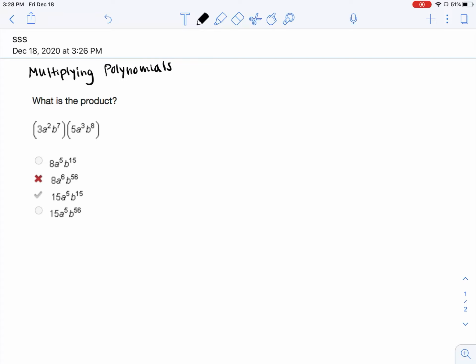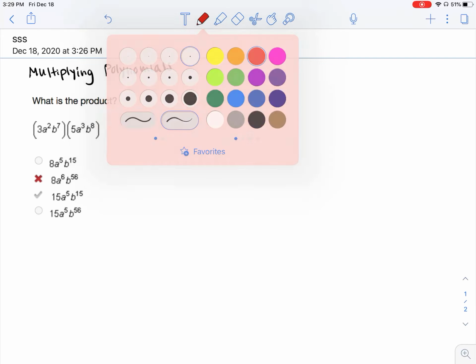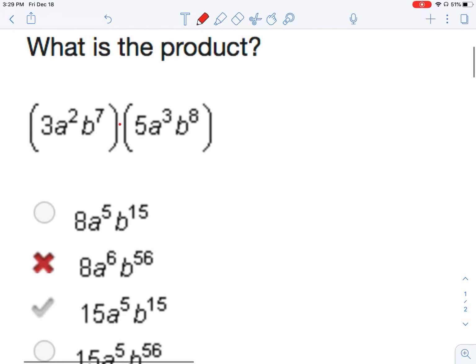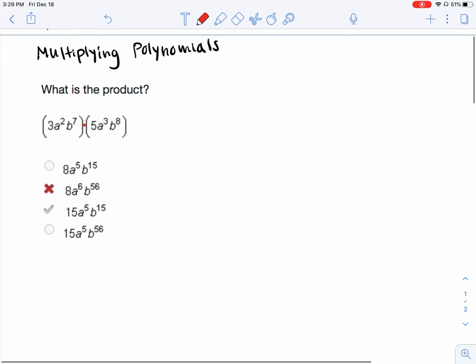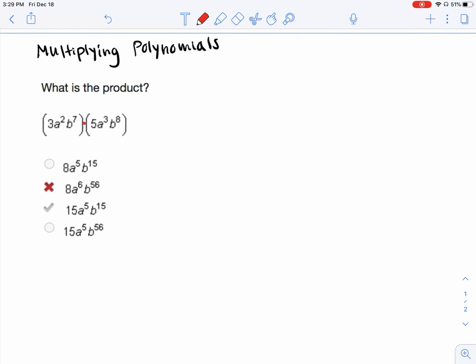Here are two examples from the multiplying polynomials section of Edgenuity. So we have here, what is the product? Product means we are multiplying. Although we don't see it here, there is a multiplication operator. So here you just start from left to right.